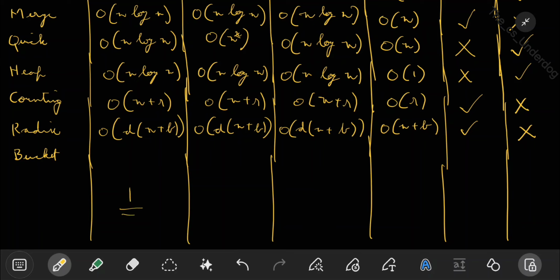Then each bucket will have only one element. That means sorting each bucket will take order of 1. Then you can simply combine all those, which means it will take order of n in best case. So best case time complexity is order of n. What about the worst case time complexity? Worst case, it will be order of n square.